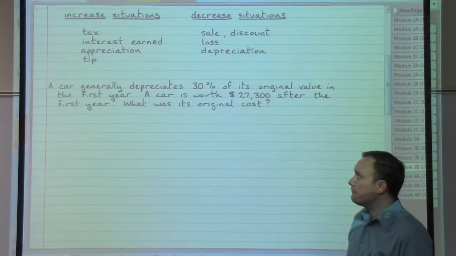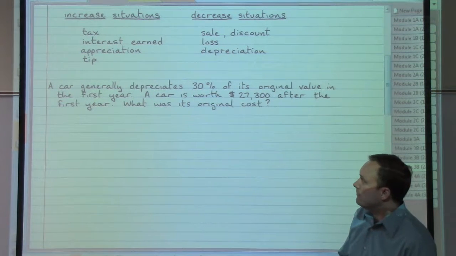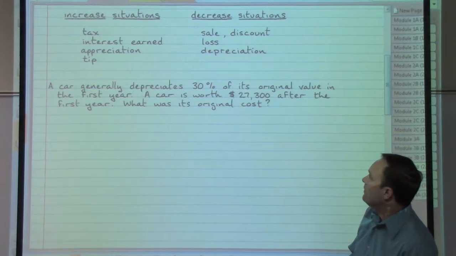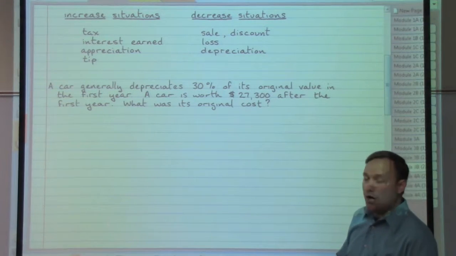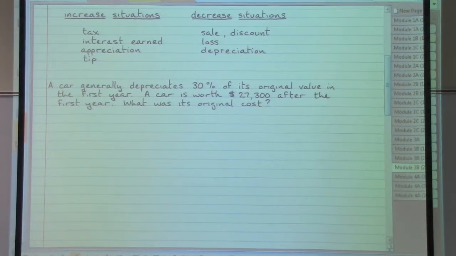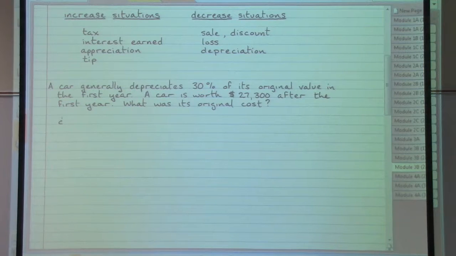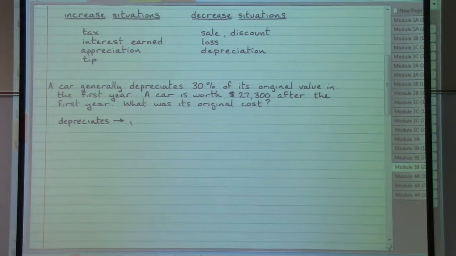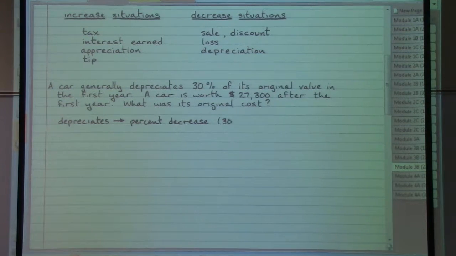Do we have one of our keywords and phrases mentioned? Tax? No. Interest? No. Appreciation? No. Tip? No. Sale? No. Discount? No. Loss? No. Depreciation? Close. We have depreciates. Well, there we go. That means that we are looking at that keyword connecting to a percent decrease. Specifically, they tell us a 30% decrease.